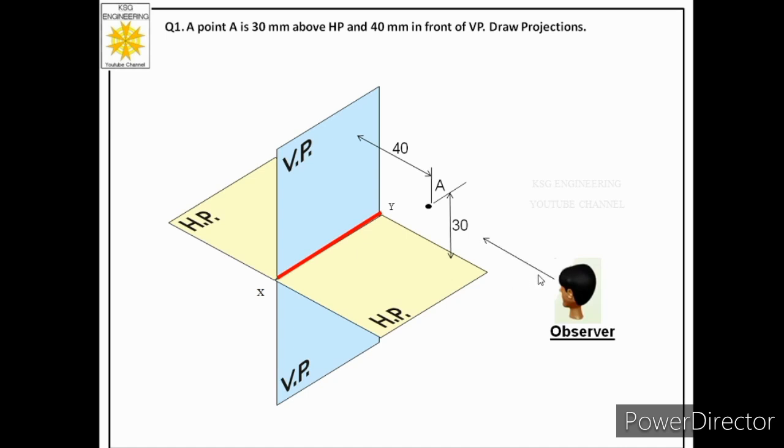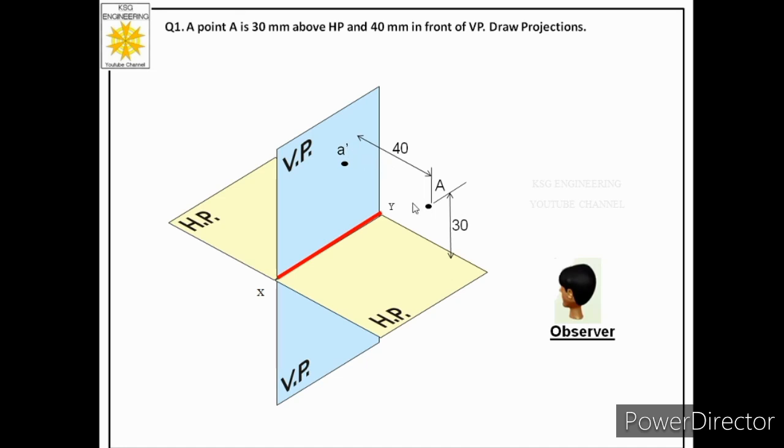The rays of sight from the eyes of the observer will strike the point, and those rays of sight will project the image of the point on vertical plane, and that image will be called as front view of the point. And we denote front view of a point with the small letter single dash. Over here in this case the name of the point is capital letter A. So over here we have denoted its front view with the small letter a with single dash at the top.